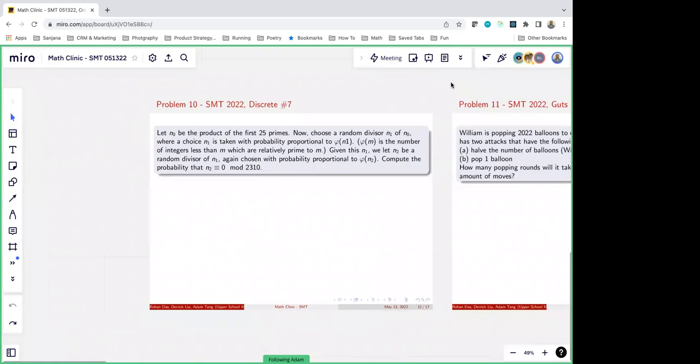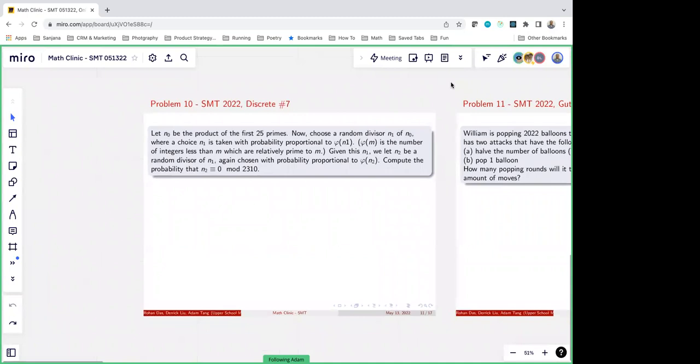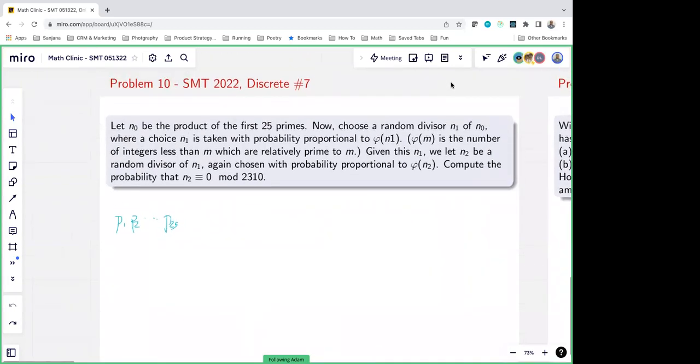All right, then we'll move on to discrete number 7 from this year's test. We're given a starting number n naught, the product of the first 25 primes. I'll just write that as P1, P2, all the way to P25. For now, the actual values of these primes is not very relevant, so let's just look at the process right now. So we're choosing a random divisor of n naught. This choice is taken with probability proportional to phi of n1.